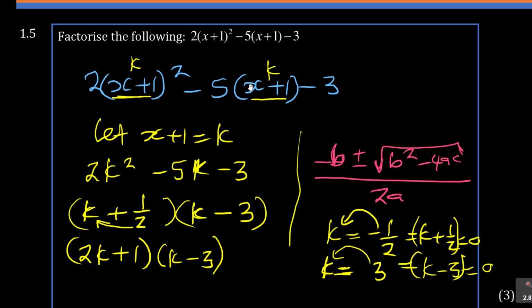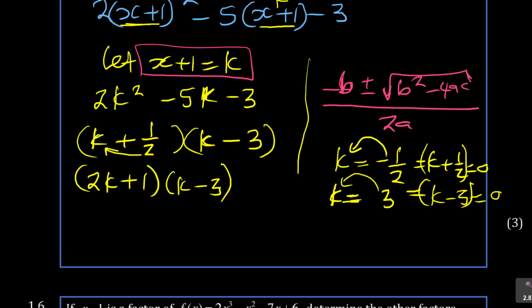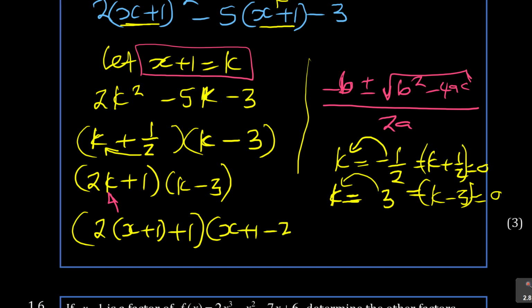Now, that's not the answer. Remember we said let x plus 1 equal to k. So here, you come back, where there is k, you put x plus 1. So you're going to have 2, then another bracket, x plus 1, close it, plus 1, close it. Do you see what I did? There's a double plus 1, not a single plus 1. So it's 2 bracket x plus 1 and the plus 1 that is already there. Then x plus 1 minus 3. Be careful of that, yes.